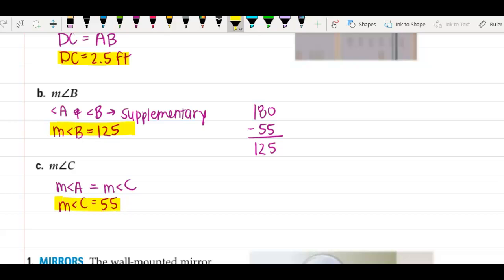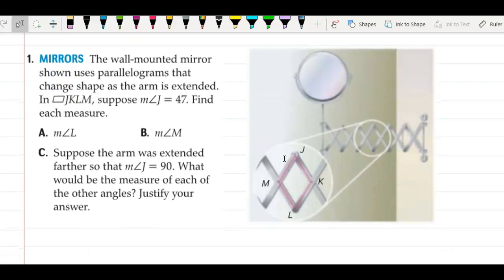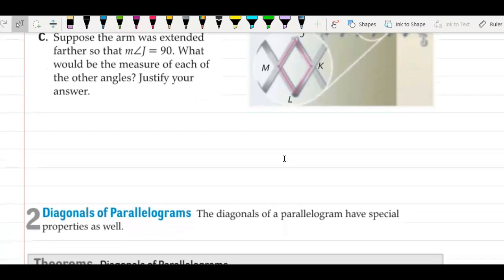Okay, so hopefully that was a nice little refresher on parallelograms and what they look like. We'll save number 1 for class.